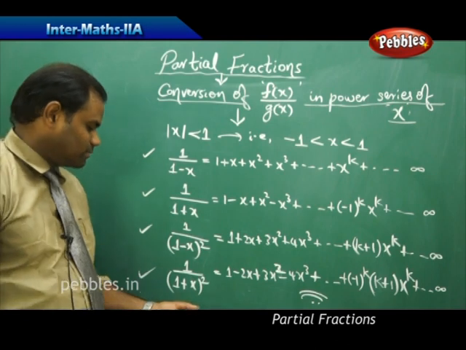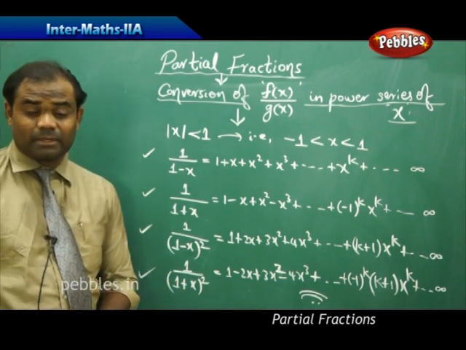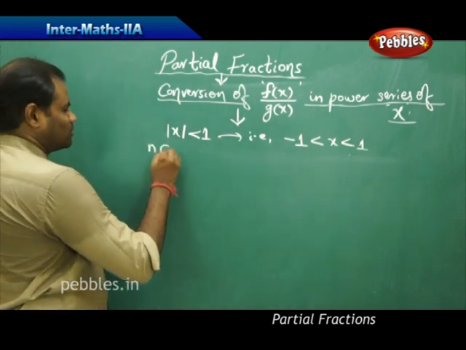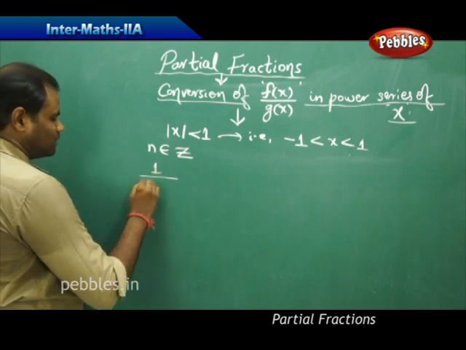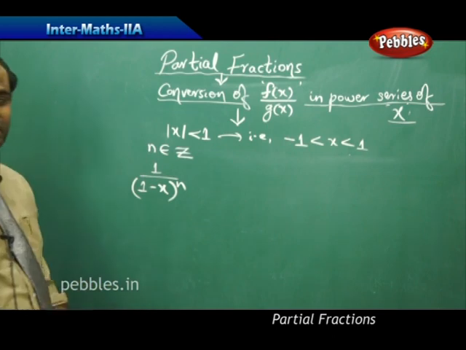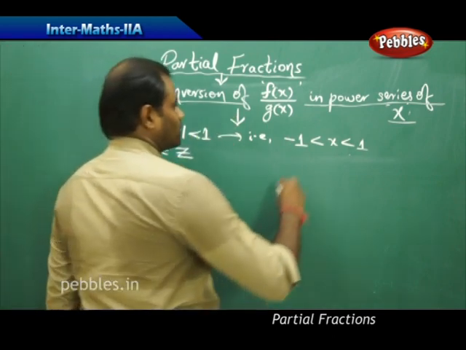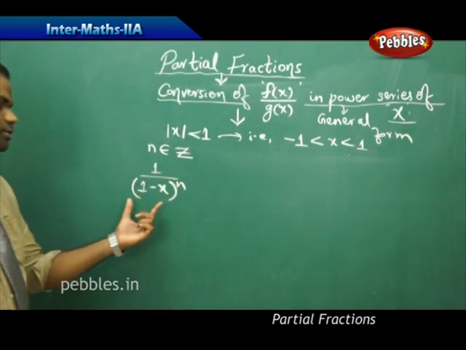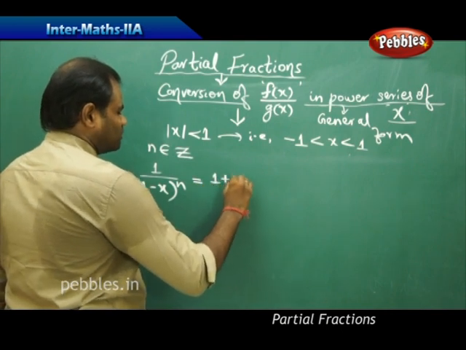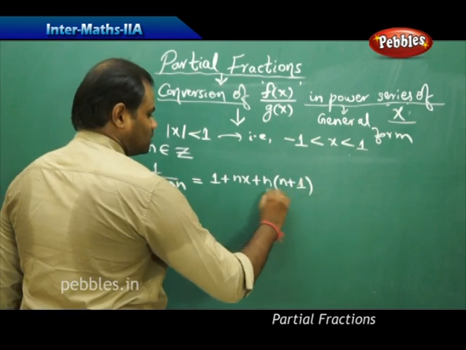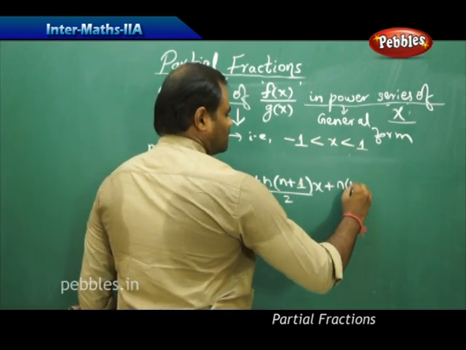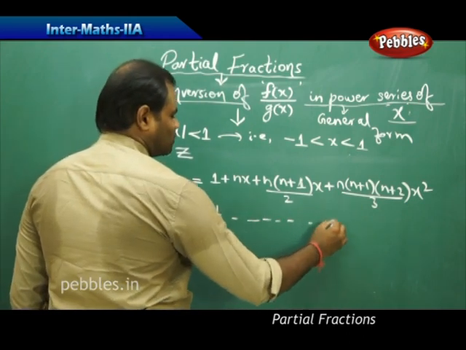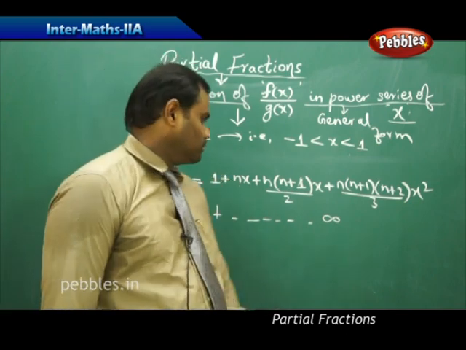Now let's see the general form of what happens when I take 1 by (1 minus x) whole power n or 1 by (1 plus x) whole power n, to be continued in the session. So if I have, say, n belongs to z, an integer, then 1 by (1 minus x) whole power n, let's see how this can be split as a power series of x in its more general form. This has its formula with 1 plus nx plus n times (n plus 1) by 2 of x squared, and then n (n plus 1) (n plus 2) by 3 factorial of x cubed, and so on till infinity, is how we get the formula.